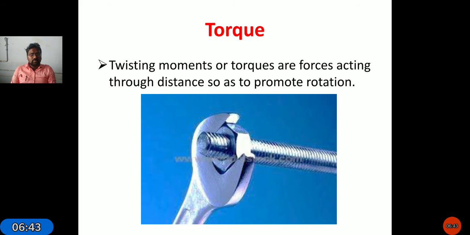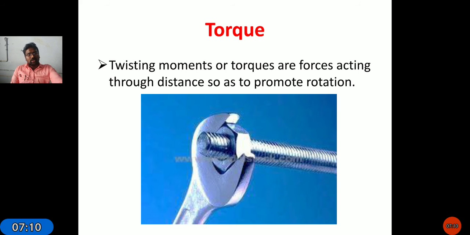Next, observe here, I am giving one more example. Twisting moments or torques are forces acting through a distance so as to promote a rotation. We need to rotate to assemble this screw, bolt and nut. For that, we apply some amount of force to the bolt to tighten it.